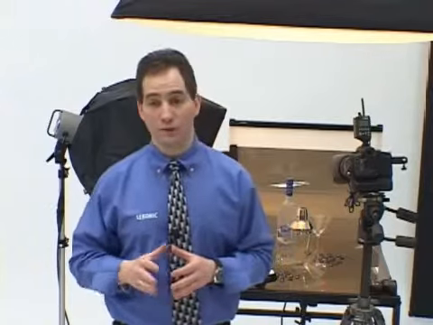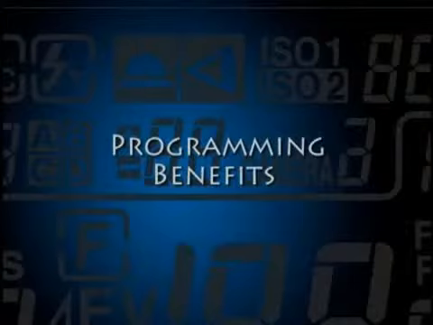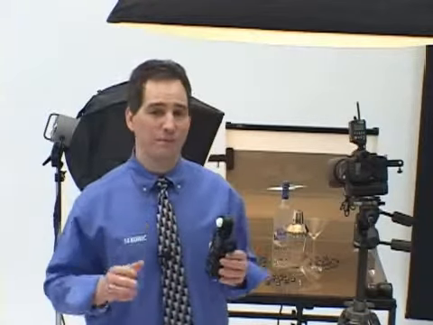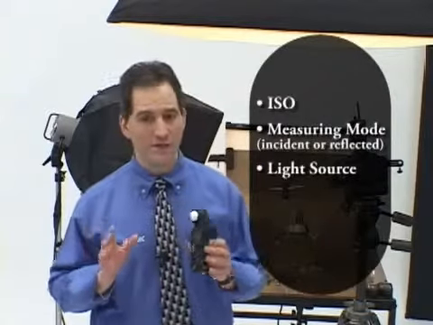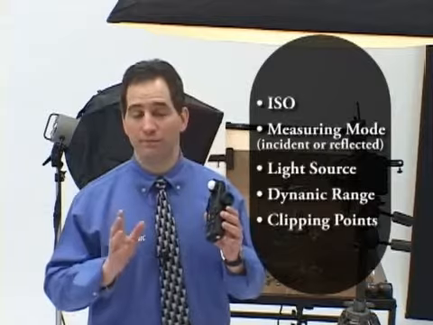Knowing when you're going to lose your highlights or shadows is very important for optimum reproduction quality control. The L758DR can be programmed to warn you if you exceed the limit points of the intended output device before it's too late. Now that you've programmed the L758DR with your camera's ISO, measuring mode, light source, dynamic range, and clipping points, let me show you the real benefits.